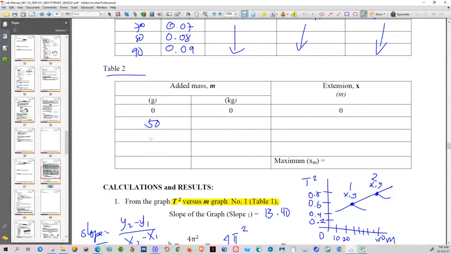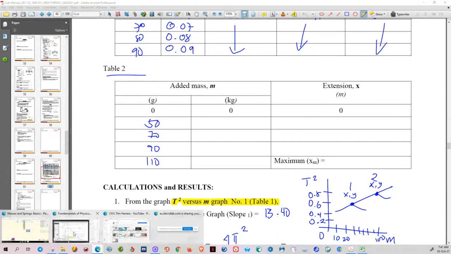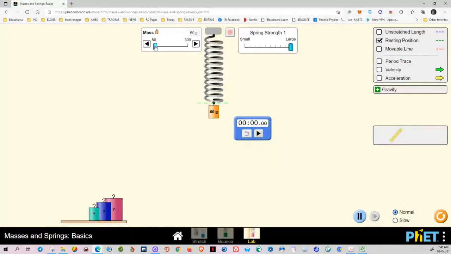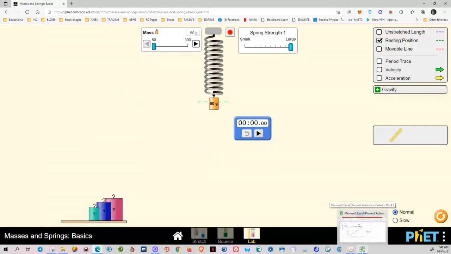You can put any mass that you like. Okay, so let's say 50, and then 70, and then 90, and then 110. Okay, because the masses can be adjusted. If you go back to the simulation, you can choose your own masses here, up to 300 grams. So let's go back to our data sheet.